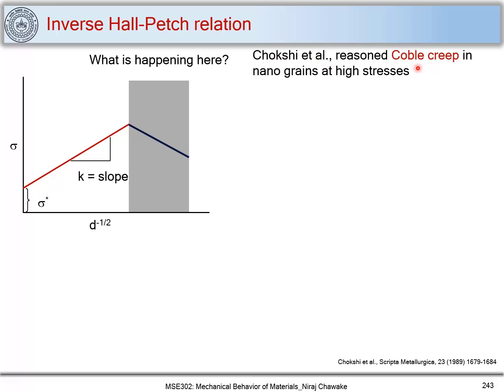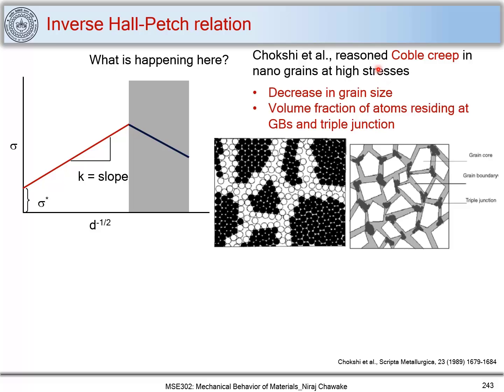Choksi et al. reasoned that there is Coble creep in nanograins at high stresses. We'll be understanding what Coble creep is. If I decrease the grain size beyond a certain value, there will be a larger fraction of atoms at the grain boundaries. The volume fraction of atoms residing at grain boundaries and triple points increases. Triple points or triple junctions are where three grains meet. These boundaries now act as a pathway for diffusion, and that is what happens. So you have creep, that is, diffusion of atoms along these boundaries, and that happens at higher stresses.